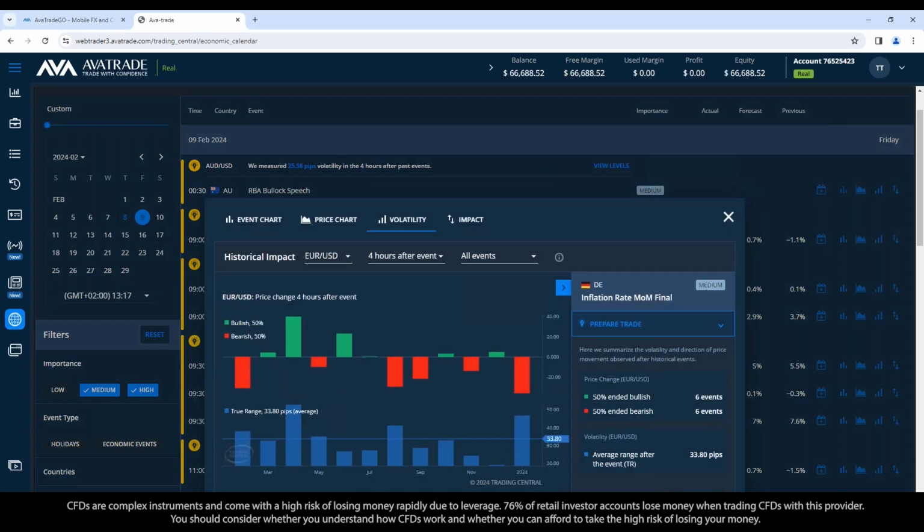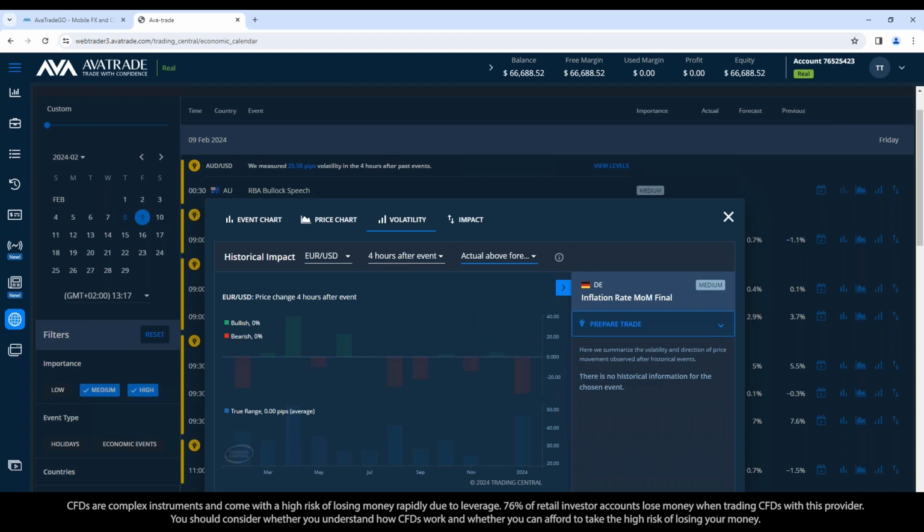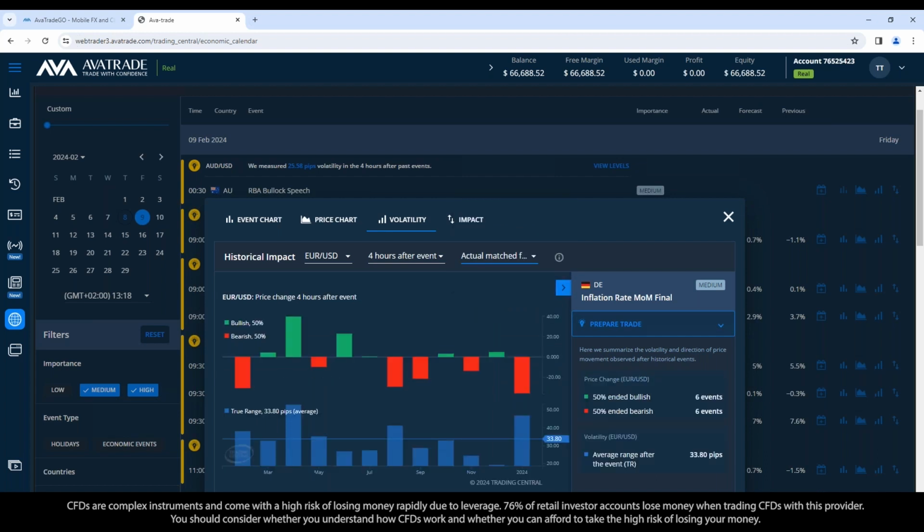But what kind of consistency do we have? If we look at Euro USD 4 hours after the event, if this comes in above forecast, meaning higher than expected inflation rate, it hasn't happened. Sometimes they're so good at predicting what the upcoming inflation numbers will be that they don't come in above or below forecast. You see, neither of those have happened recently. They've all matched the forecast.